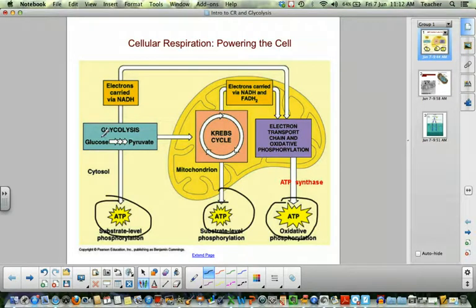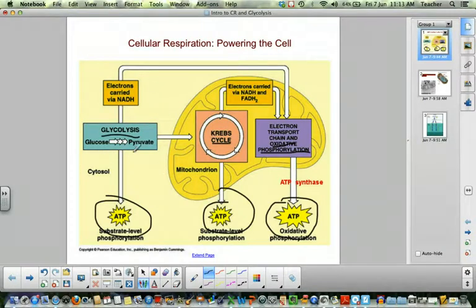Cellular respiration involves three phases. There's glycolysis, the Krebs cycle, and oxidative phosphorylation. Okay, so those are the three steps of cellular respiration. And we're going to talk about each one of those in more detail a little bit later on. But before we do that, let's talk a little bit about what goes on in these processes in general.